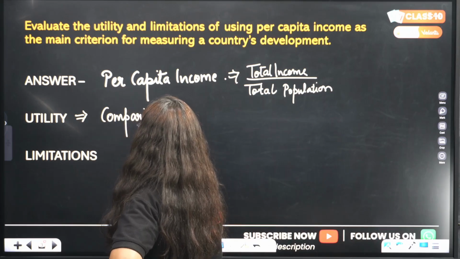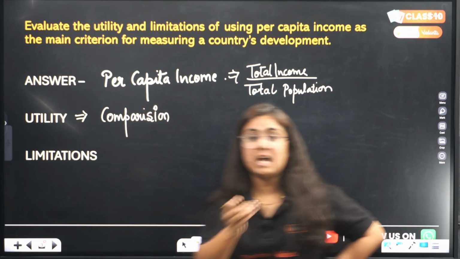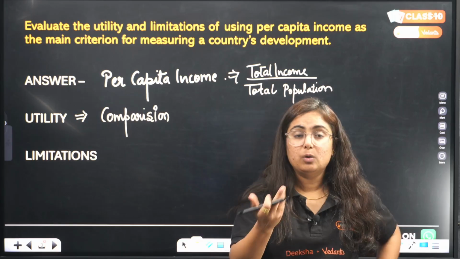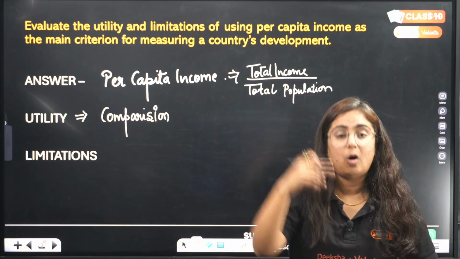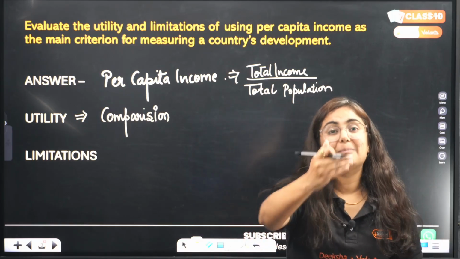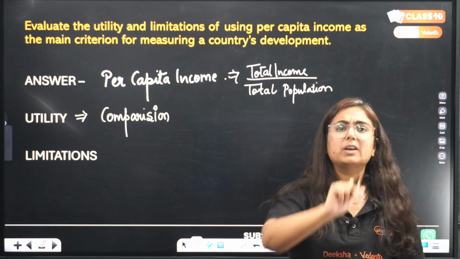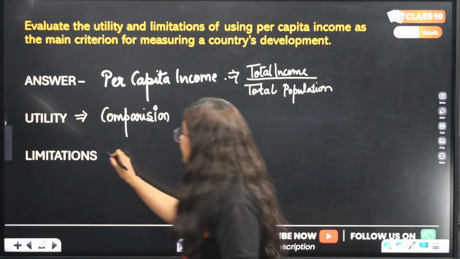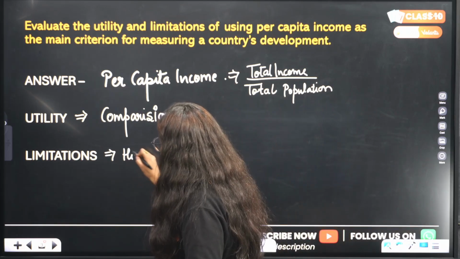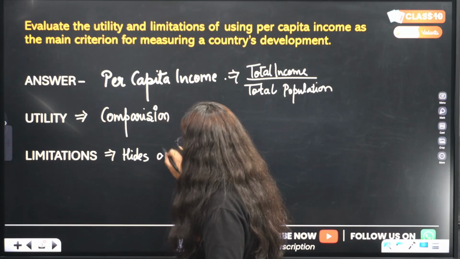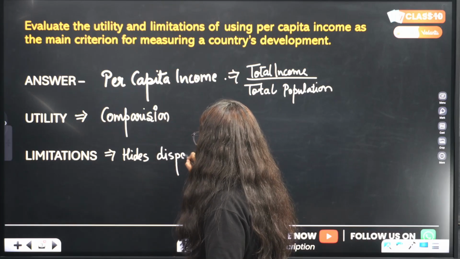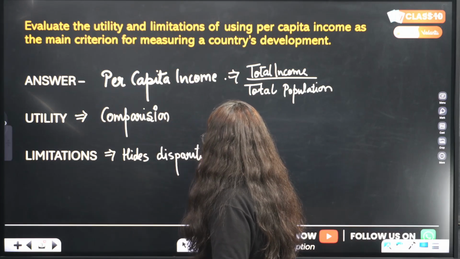Whenever we have big data, what can we do? We can use average income or per capita income for comparison. So yes, this is good for comparison. But what is its limitation? The limitation is it hides disparity. It hides what, beta? It hides disparity.